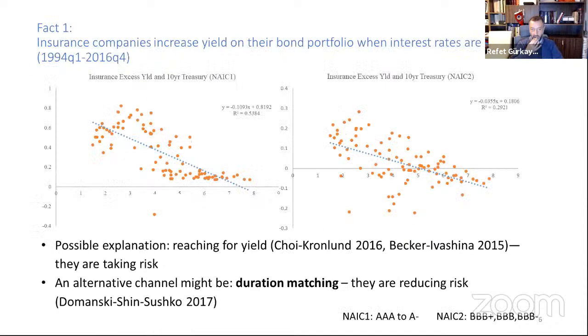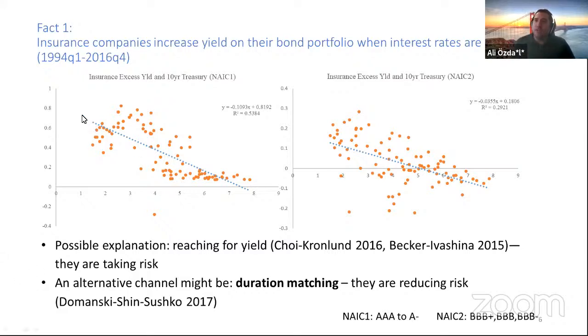Based on this approach, the first fact is that insurance companies have increased the yield on their portfolio when interest rates are lower. As you see here, there is a very strong negative relationship between insurance excess yield and 10-year treasuries, both within the NAIC1 category and the NAIC2 category. The immediate feeling this triggers is, oh, these guys are reaching for yield. As interest rates go down, they have higher yield bonds on their books, so they must be taking risk, right? Because we are also comparing with the other players in the market.